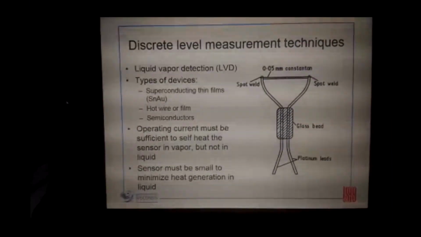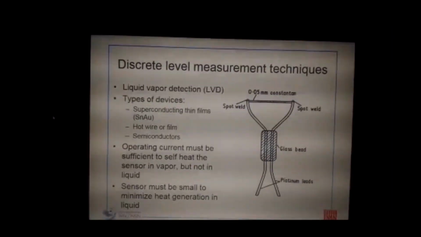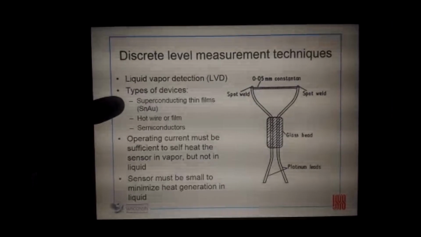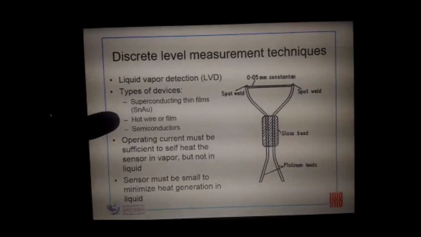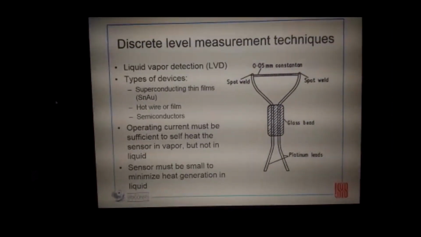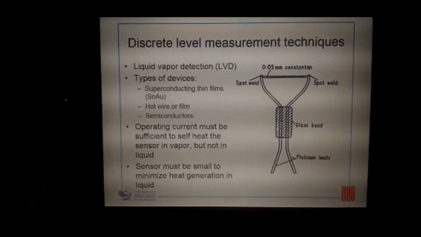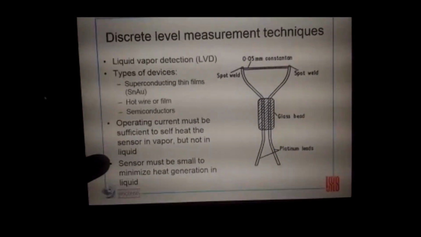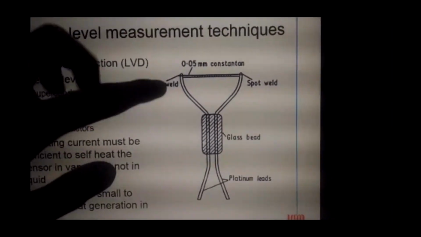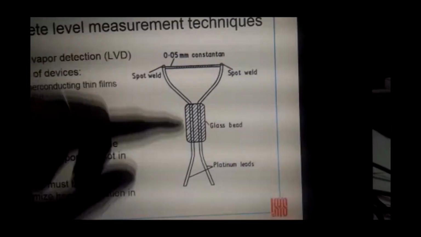Yung huli guys, ito yung discrete level measurement technique. Isa siyang liquid vapor detection. Ito yung types of devices niya, yung superconducting thin films, hot wire or film, and semiconductors. Operating current must be sufficient to self-heat the sensor in vapor but not in liquid. Sensor must be small to minimize heat generation in liquid. Kung makikita nyo, ito yung mga parts niya. Ito yung naka-spot weld siya. Ito yung glass bead and platinum leads.